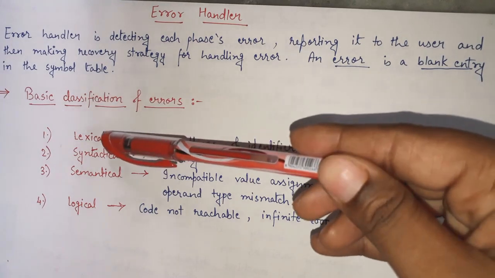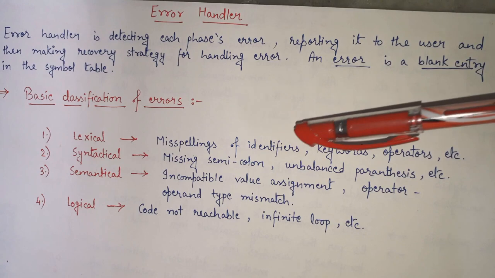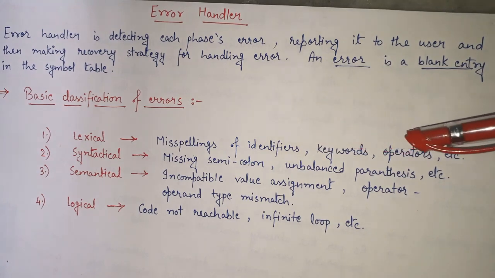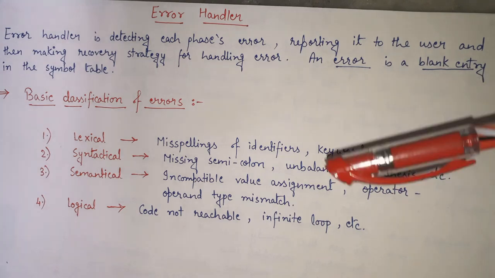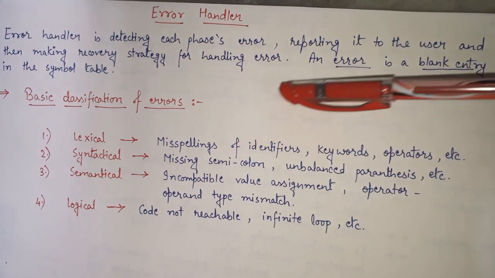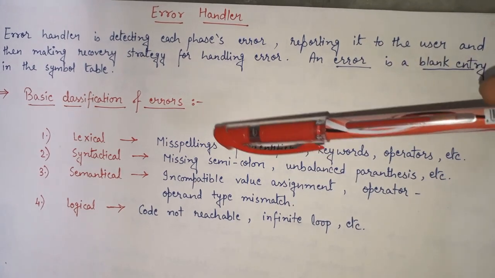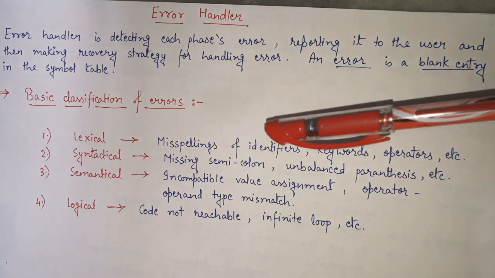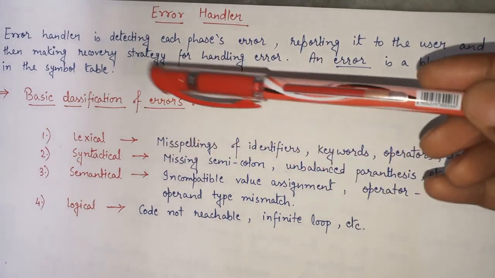So first of all, lexical error. So what is lexical error? Misspellings of identifiers, keywords, operators, etc. is known as lexical error. As you know, what is lexical analysis phase? It is separating out the tokens. It is identifying various tokens or identifiers. So at that time, if there are any misspellings in identifiers, keywords or operators, it is classified as lexical error.